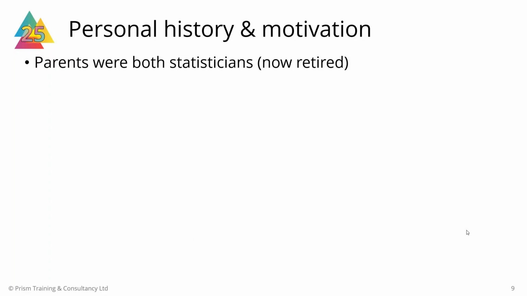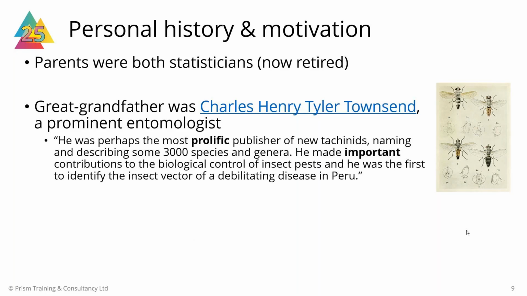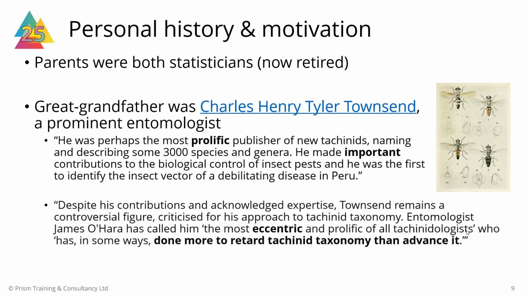Well, I was actually talking to my daughter about this recently, and we were looking back through our family history, and my great-grandfather was a prominent entomologist by the name of Charles Henry Tyler Townsend, and he was very interested in the taxonomy of flies. I mean, whatever floats your boat, I guess, but he was very prolific. He categorized over 3,000 different types of flies and did some important work in identifying how diseases could be carried via insects. Unfortunately, it's not all good news, though.